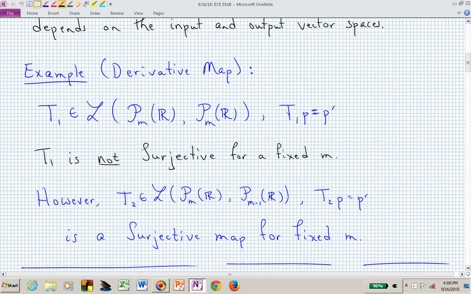The domain is m-dimensional. The codomain is m minus 1 dimensional in this polynomial case. We said, here's our domain, polynomials of order m. Here's our codomain, polynomials of order m minus 1. And in that selection of domain and codomain, the derivative map, or differentiation map, is a surjective map. In the other case, it's not. It's not that the codomain is surjective. It's the map that we're labeling as surjective.